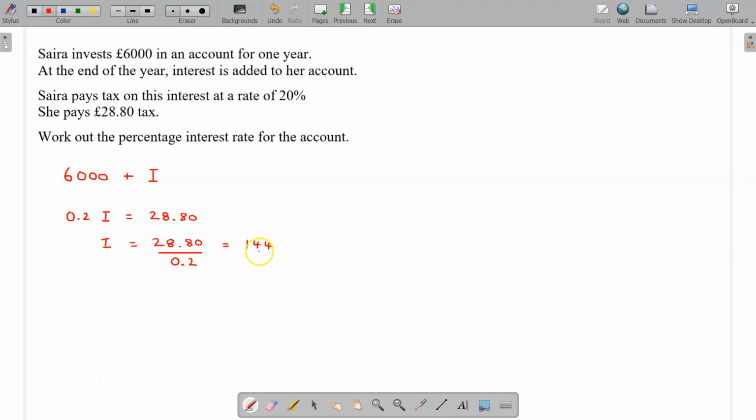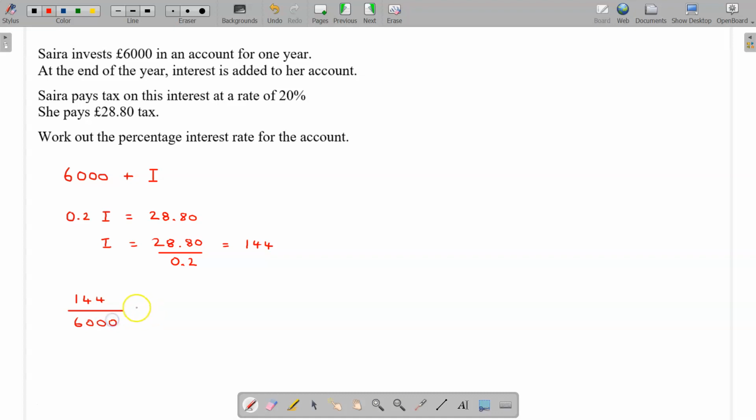That's the actual amount, but it says work out the percentage interest rate for the account. In other words, what percentage is 144 of 6,000? Well, we just need to put a fraction, 144 over 6,000, and then times it by 100.